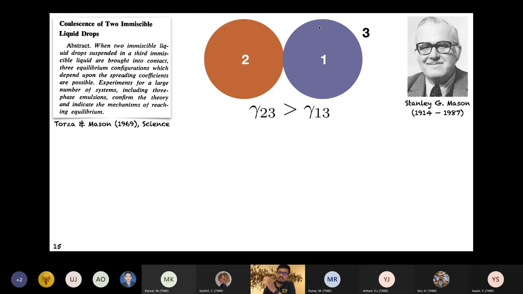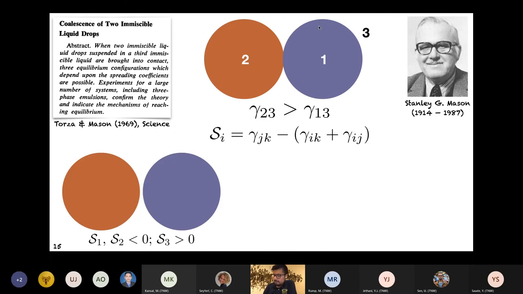It really doesn't matter, because it's just like looking at it from the left or the right, because I can just take this assumption without a loss of generality. Now we can define three spreading coefficients. I'm going to call them Si. Because there are three interfaces, so three surface tension coefficients, there are three spreading coefficients as well. So what happens when S1, S2 are both negative, whereas S3 is positive?